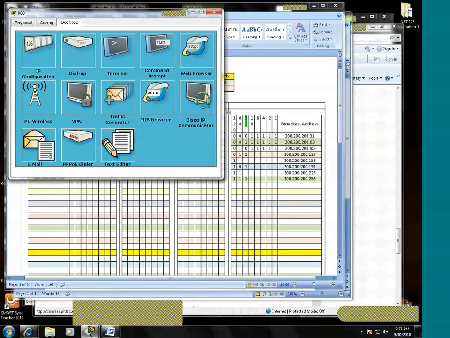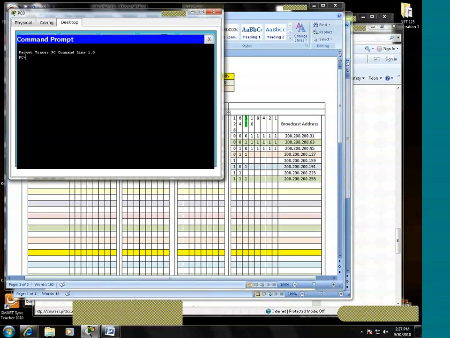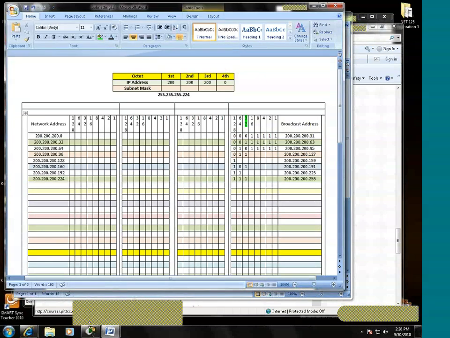All right, let's do a connectivity test. Okay, good to go. All right, and next PC.